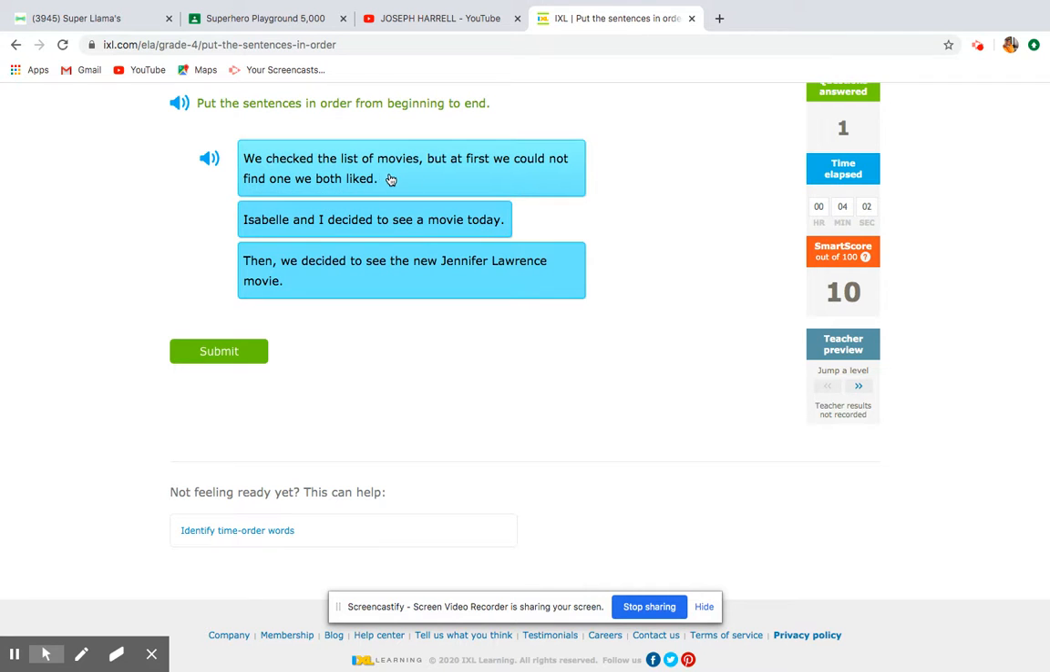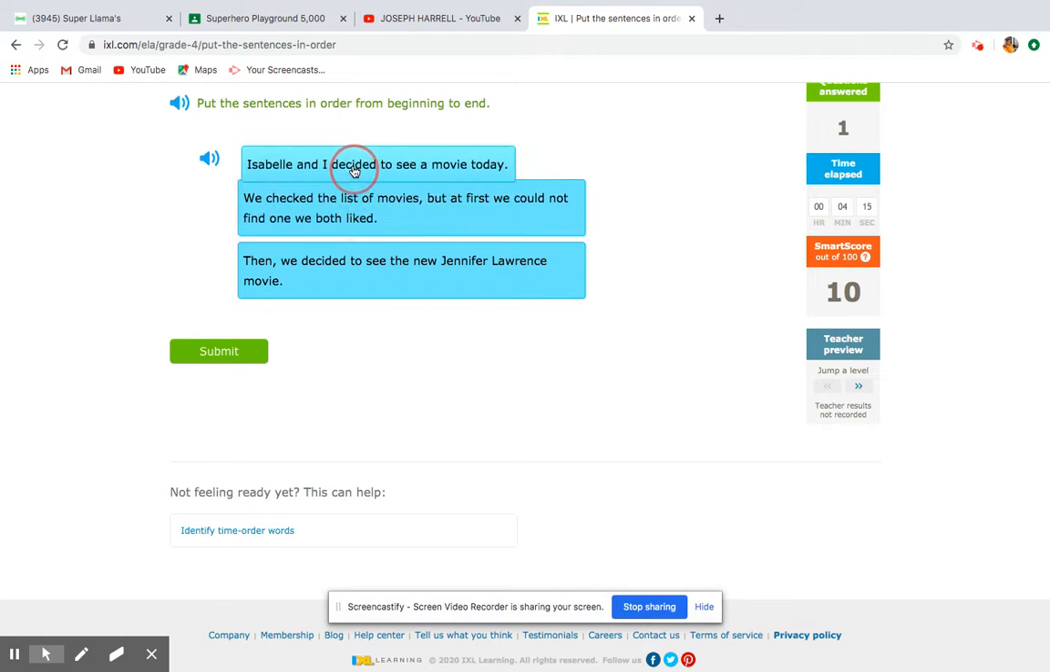We checked the list of movies, but at first we could not find one we both liked. Isabel and I decided to see a movie today. Why would you say that after you talked about checking the list of movies? It would make way more sense to start out by saying that Isabel and I decided to see a movie today, and then say that after you checked the list of movies, you couldn't find one you both liked.